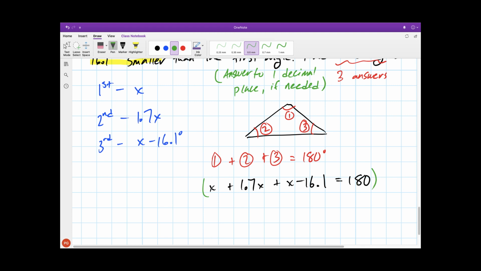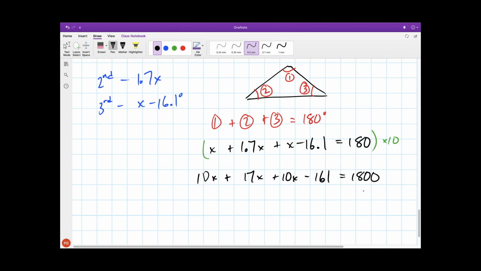To help us get rid of these decimals, like we saw last week, what we want to do is multiply by a power of 10. In this case, we only have 1 decimal place, so we only need to multiply by 10 on both sides, and that includes everything on both sides to get rid of all these decimals. And there we go, all the decimals are gone.